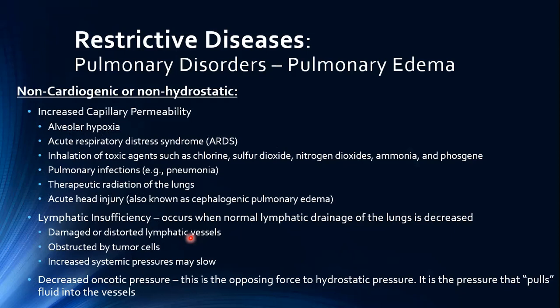But the main thing we need you to know is that pulmonary edema can either be cardiogenic or non-cardiogenic, okay? Cardiogenic, or cardiac, we call that cardiac pulmonary edema. It's usually CHF, congestive heart failure, or left-sided heart failure that can cause cardiac pulmonary edema. But there's also some things that cause pulmonary edema that are not cardiogenic, and that's these things here: increased capillary permeability, lymphatic insufficiency, and decreased oncotic pressure. Okay.